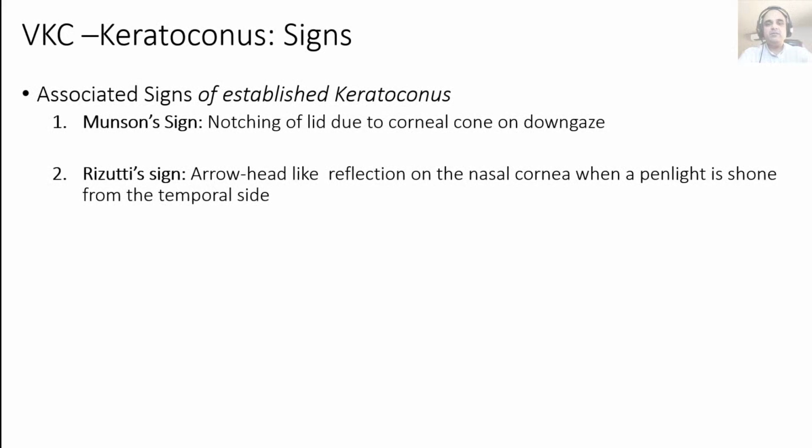And I know you have OSCEs and examiners are not supposed to ask questions out of the air and of their own whim, but you never know. So your Rizzuti sign is an arrowhead-like reflection on the nasal cornea when you're shining the light from the temporal side using a pen torch. I'll show you these signs as well.